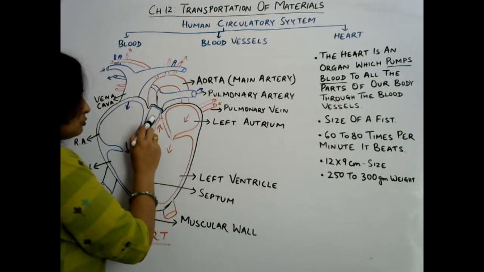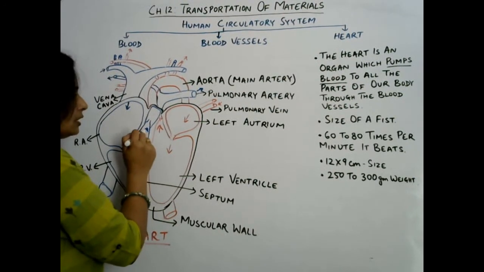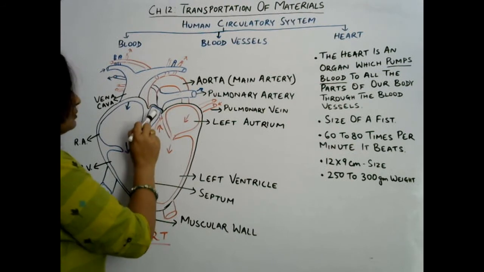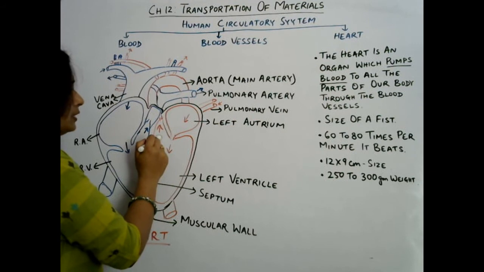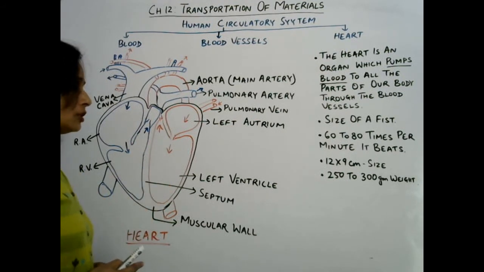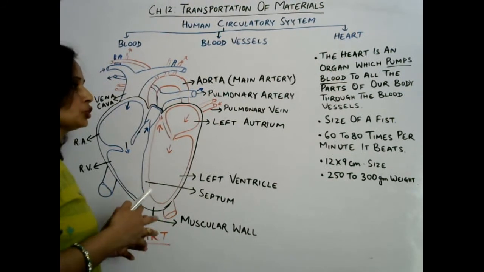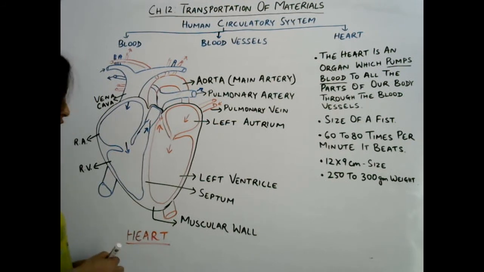And here is also valve found between the pulmonary artery and right ventricle, and between the left ventricle and this aorta. Okay, so finally in this way the blood is supplied. Impure blood comes to heart and pure blood is supplied to all over the body, and in this way heart works.